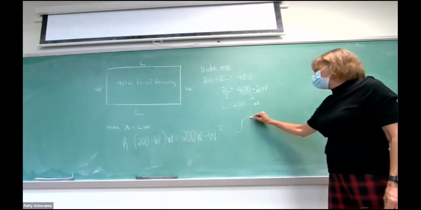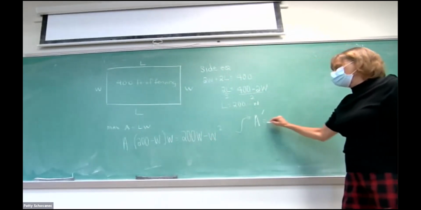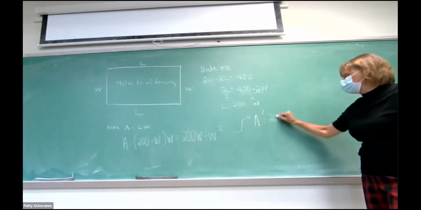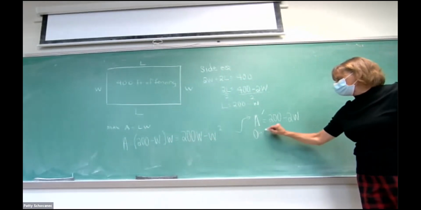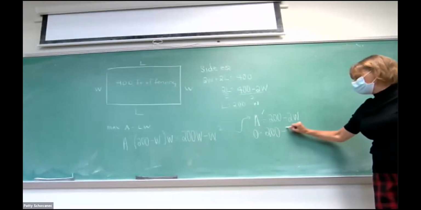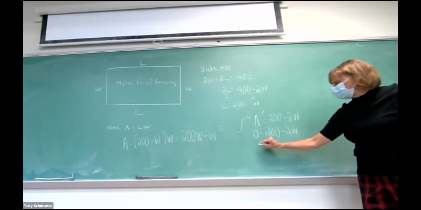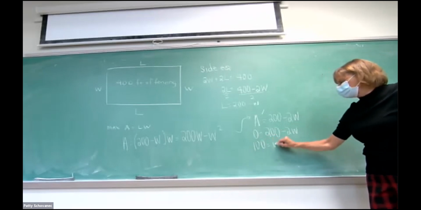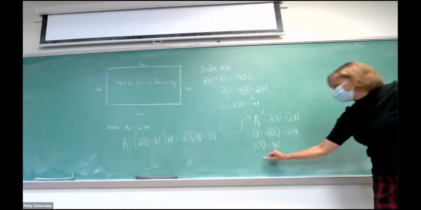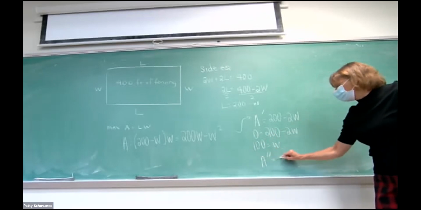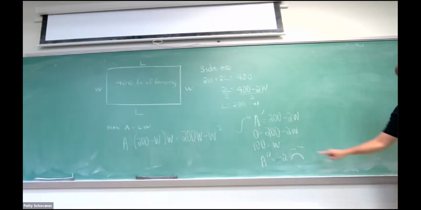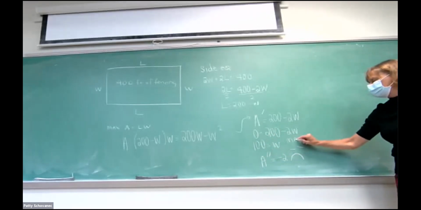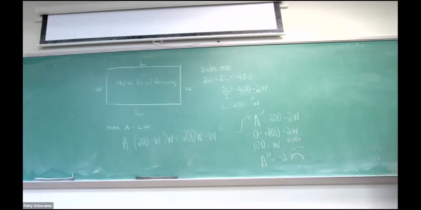So we do that right here. I get 200 minus 2W. We set that equal to 0 to get the critical number, and we get 100 is W. And we verify that it gives us the max because the second derivative is negative, which means I got an upside down parabola and the critical number up here is the max. So there's the max.